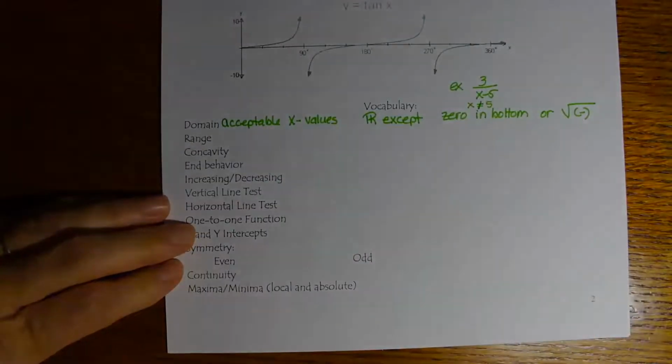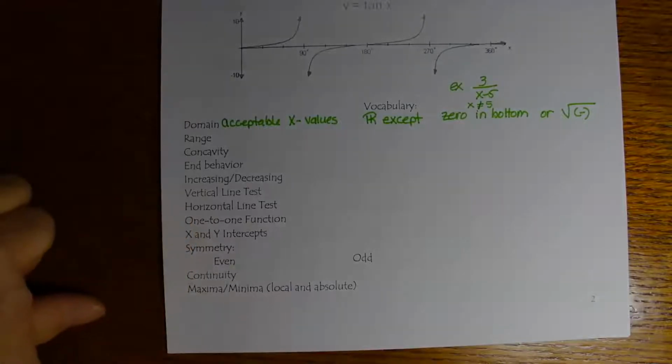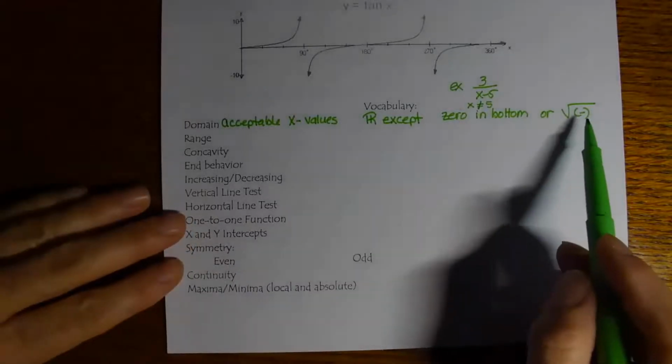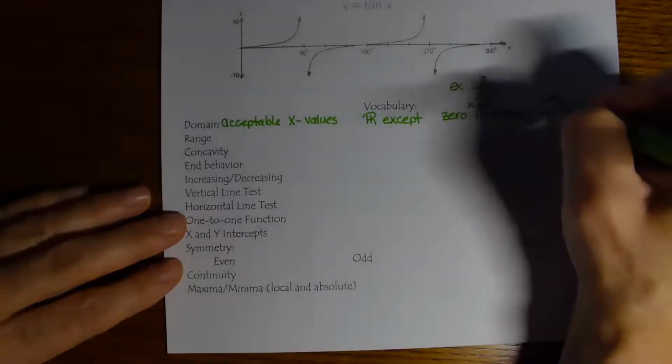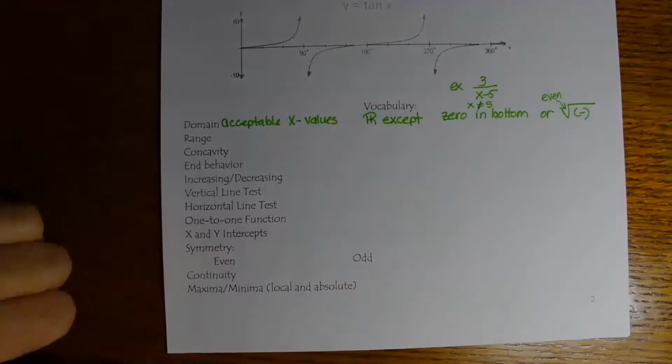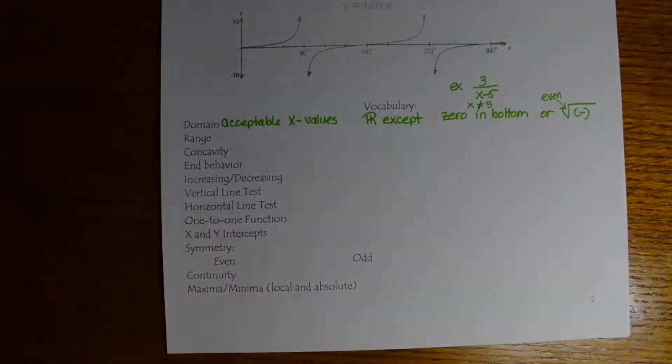So you always have to watch if you have a fraction with a variable in the bottom, you cannot make that a 0. The other thing is, if this is an even number, like a square root or a fourth root, then we cannot have a negative in there, right? Because right now we're dealing with real number functions. Now, if we get into the imaginary world, we would be okay, but we're not there yet.